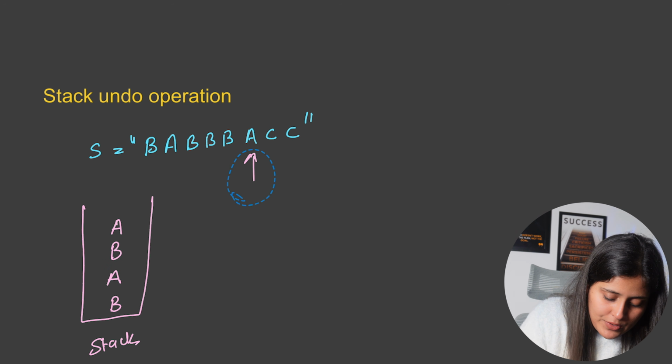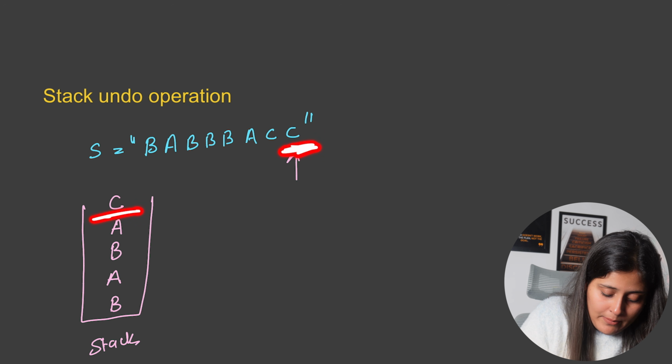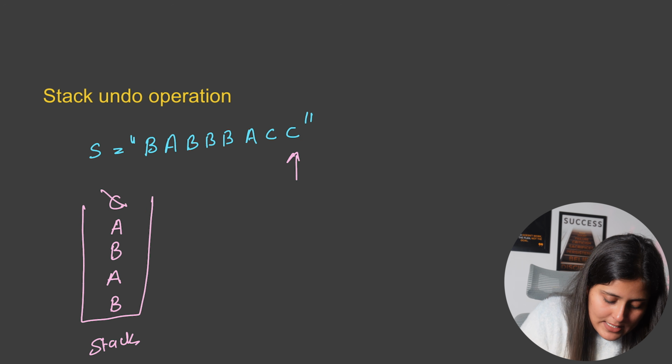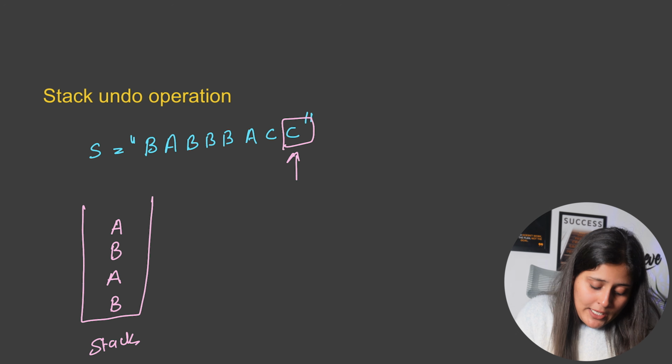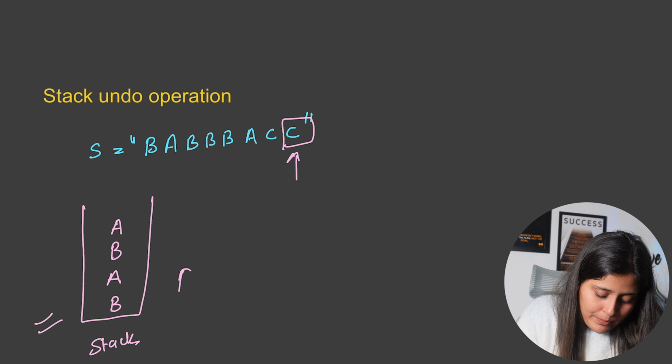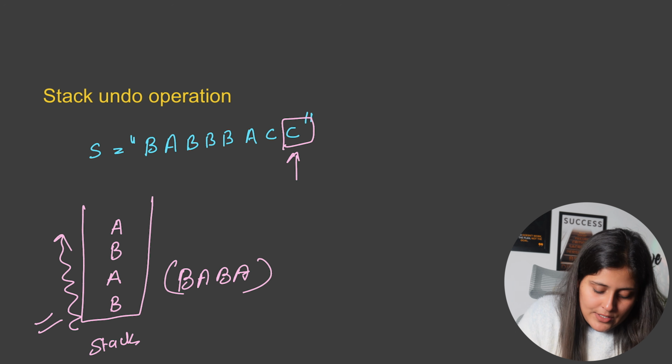Next time you will move to C. C and A does not match, so you will again push this inside the stack. Next time this C and the top C match, so you will simply delete this stack top value and you will not push this C at the end. So in total this stack has values B, A, B, A, read from the starting, and this is your answer.